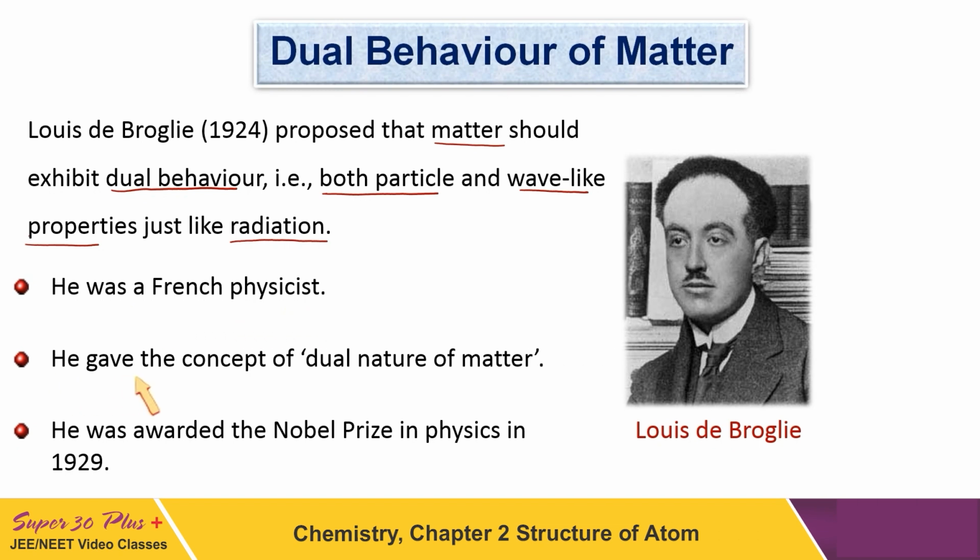He gave the concept of, please remember this name, students, dual nature of matter. It is the dual nature of matter, and he was awarded the Nobel Prize in Physics in 1929. And see, we are studying this topic in chemistry, but he was awarded the Nobel Prize in Physics.